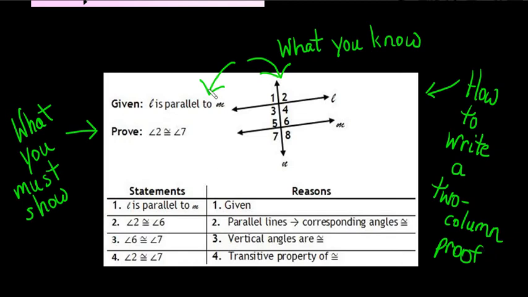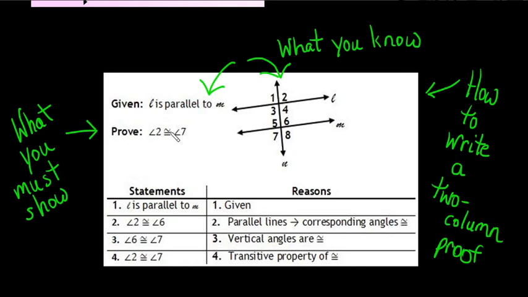You'll be writing what you are given, such as L. This line L is parallel to line M, so you're told that. And then what you're asked to prove: you're asked to prove that angle 2 is congruent to angle 7. So this is the stuff that you know. This is what you need to show.